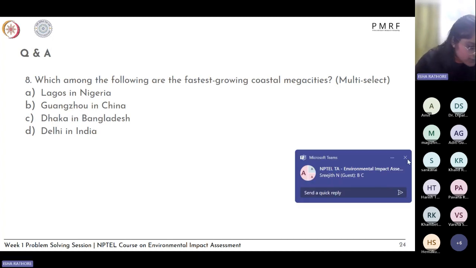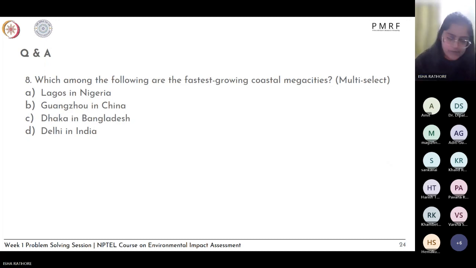Okay, so we have Srijit saying B and C. We have Sanvi saying A and B. Khalid also says A and B. Minu says B. Okay, so we have all A, B, and C coming in the answers now.